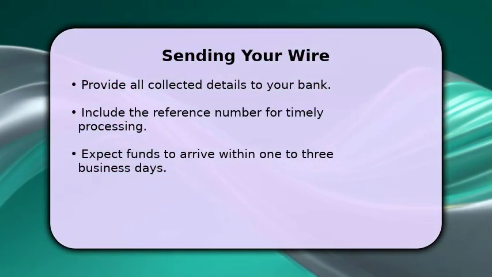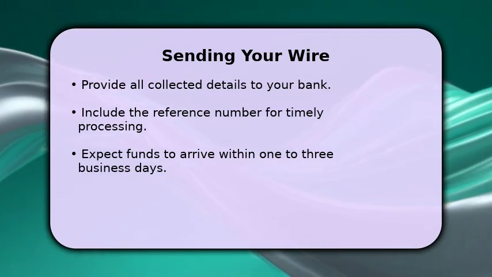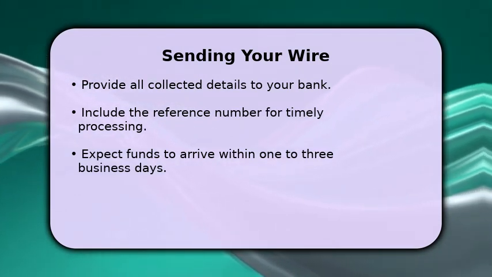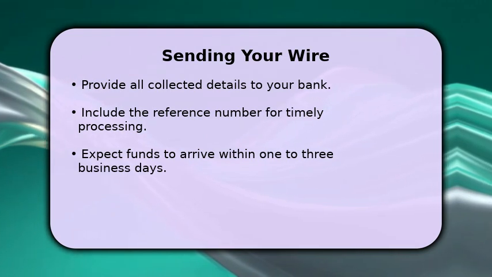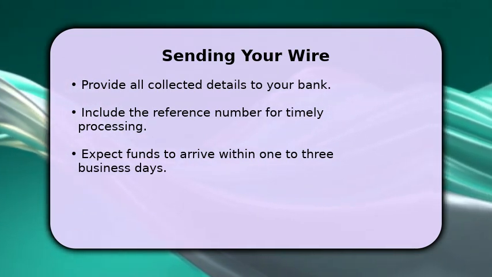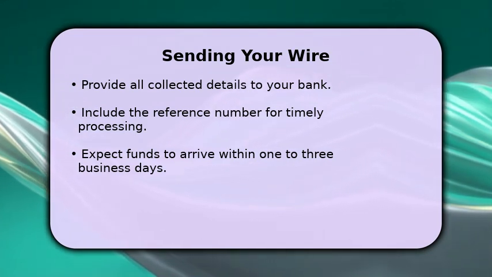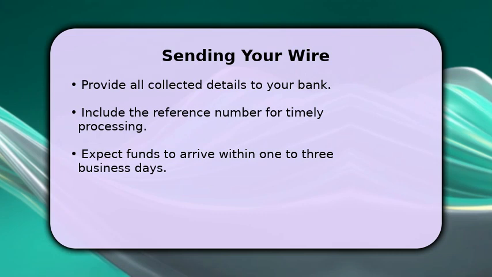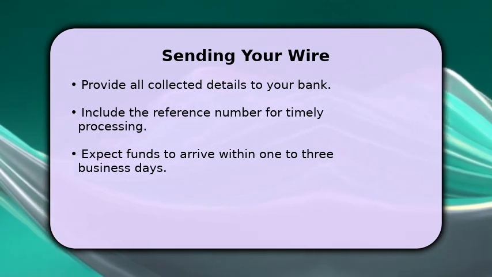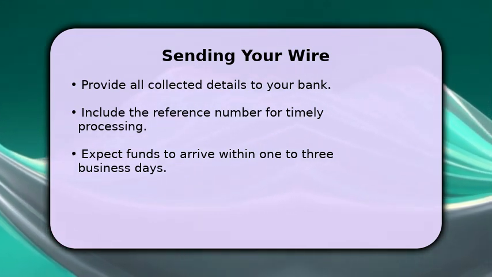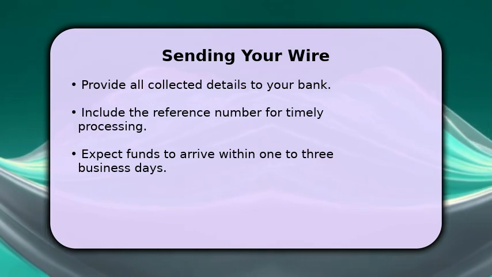With all the necessary information from Coinbase, you can now initiate the wire transfer through your bank's online portal or by visiting a branch. Remember to include the specific reference number provided by Coinbase to ensure your funds are correctly attributed. Typically, wire transfers take 1 to 3 business days to process and appear in your Coinbase account. A $10 fee may apply.